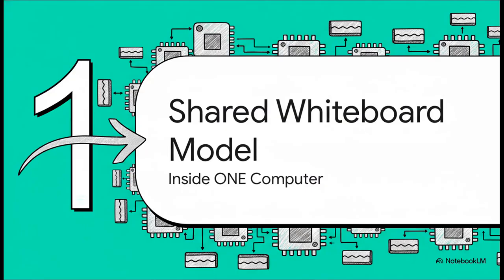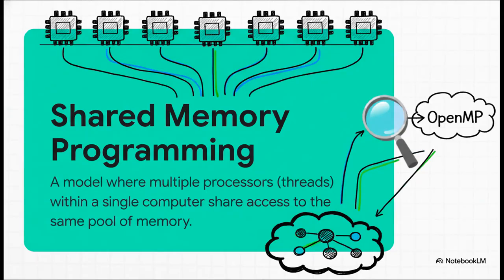First, let's start small. Let's look at the parallelism that's happening right inside your own computer. This approach is often called the shared whiteboard model, and it's the perfect place to start our journey. This first method is officially known as shared memory programming. The idea is actually pretty straightforward. All the processors, or what we often call threads in this context, are all inside one machine, and they can all see and access the exact same pool of memory. Programmers use tools, a common one is called OpenMP, to help manage all this.